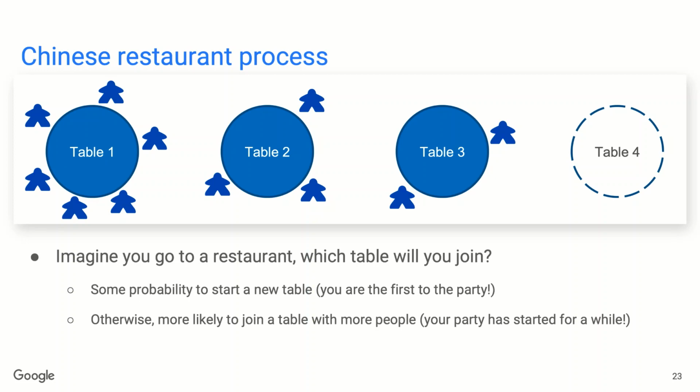Here is a brief demonstration of the Chinese restaurant process. You come to a restaurant, and there are three tables that have been occupied. Which table are you going to join? If none of the three tables are your friends, you will sit at a new table, waiting for your friends, because you are the first to the party. If one of the three tables are your friends, then you will join them. As an observer, I guess you will most likely join table 1, since they have the most people and their party has started for a while, waiting for the next person.